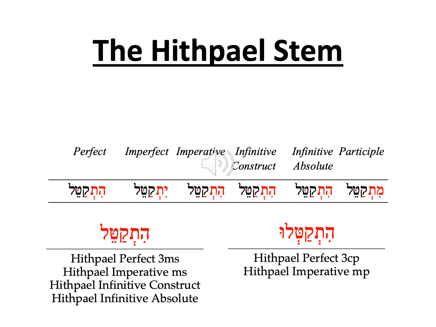Here is the complete paradigm for the Hithpael strong stem. Again, you will notice that the Hithpael perfect 3ms, the imperative 2ms, the infinitive construct, and the infinitive absolute are all the same, as well as the Hithpael perfect 3cp being the same as the Hithpael imperative second masculine plural. This may make it confusing, but it means that it will be easily identified what stem we're in, and then we will just have to determine based on context what is the best form of the verb.